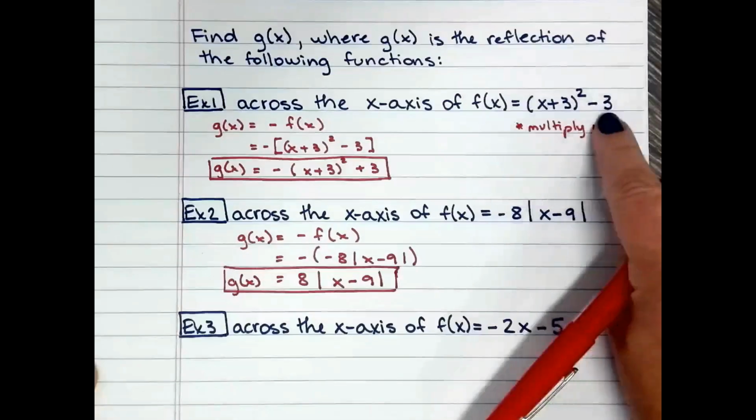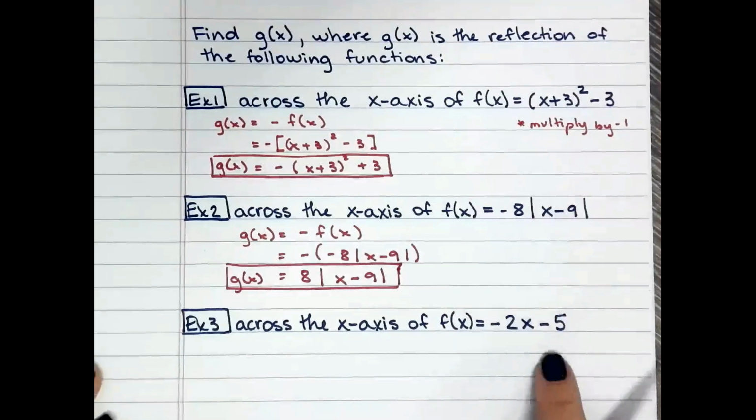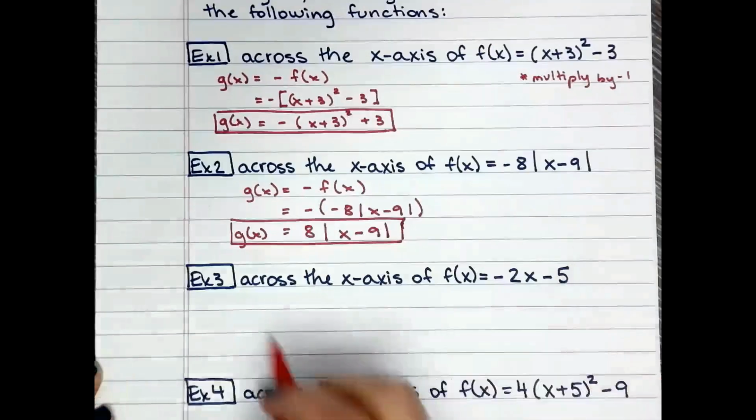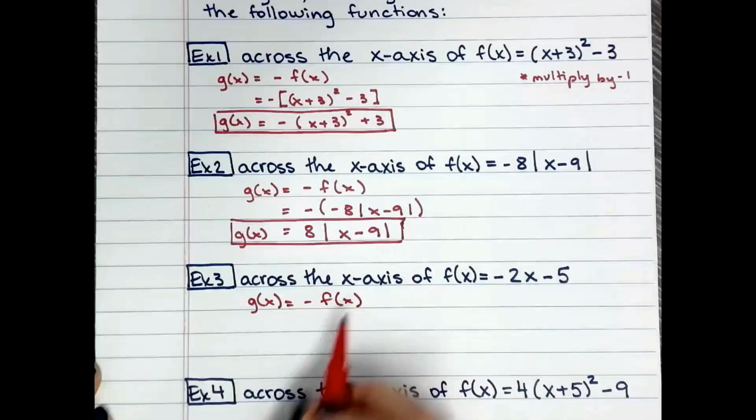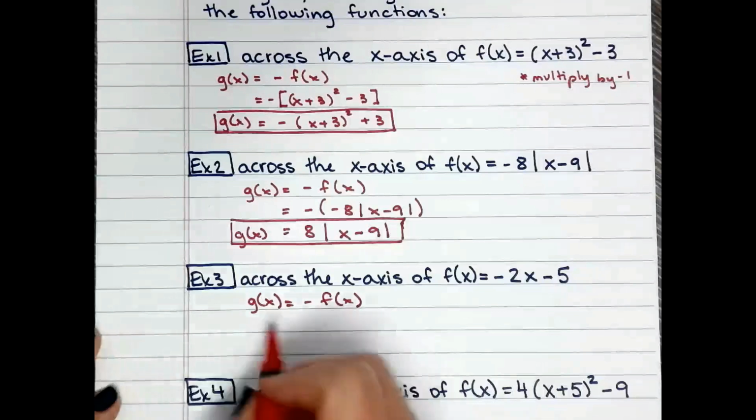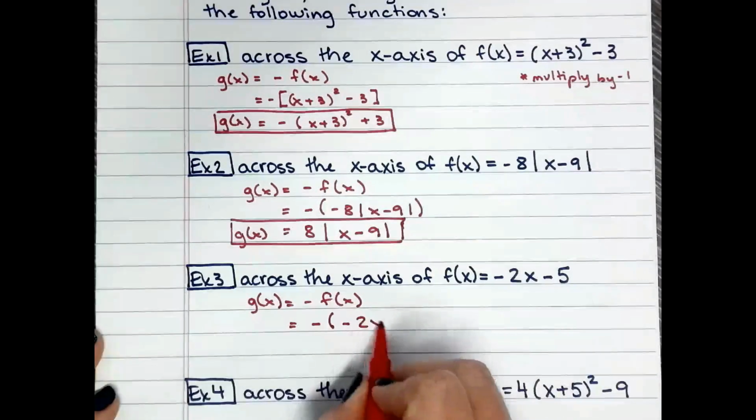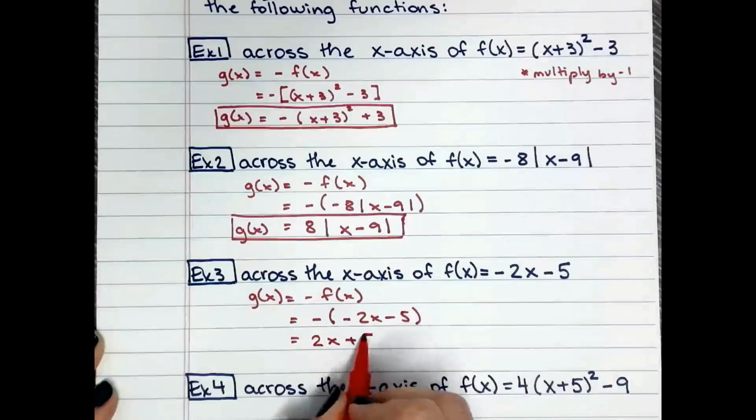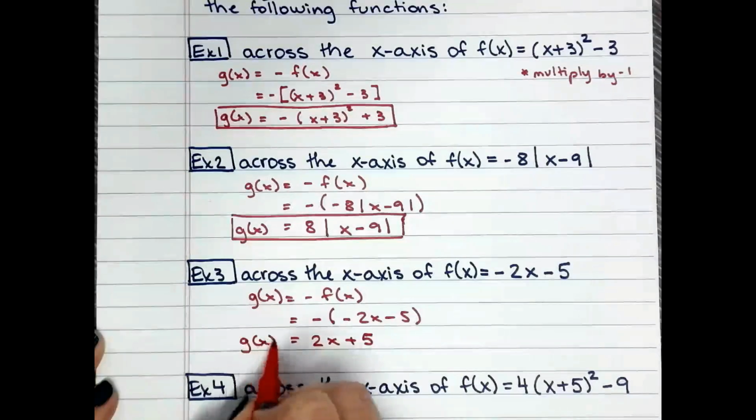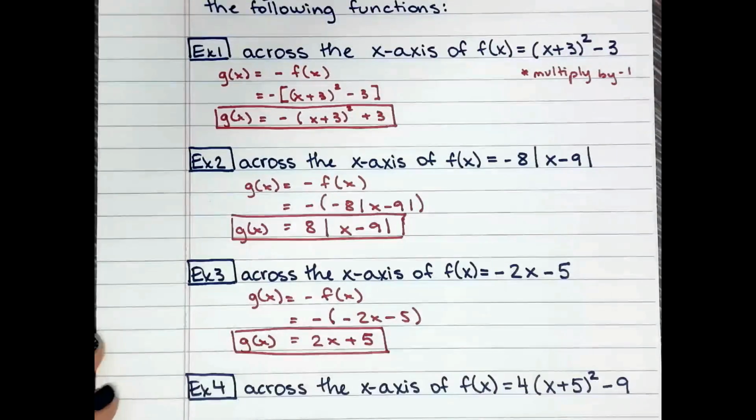Okay, so we have a quadratic function, we had an absolute value function, now we have a linear function. We're still following the same idea. We still need to multiply the whole function by -1. Distribute that. So that's the new function. That's the reflection across the x-axis.